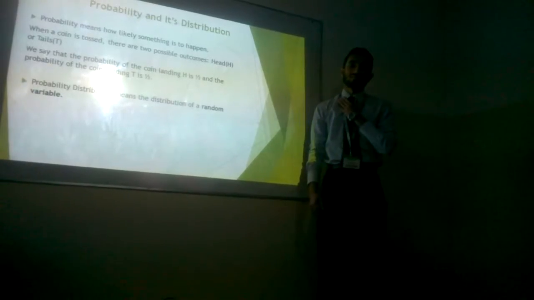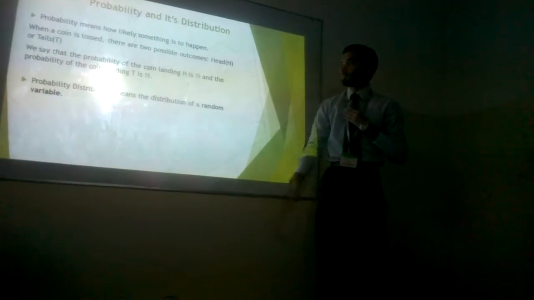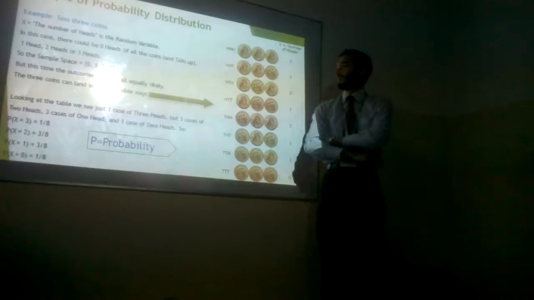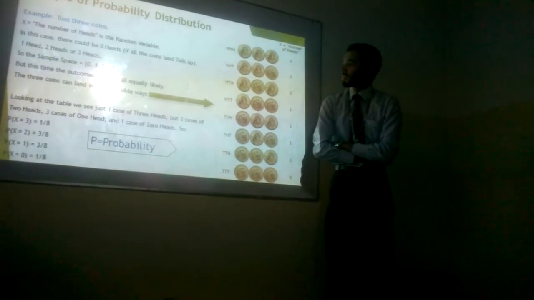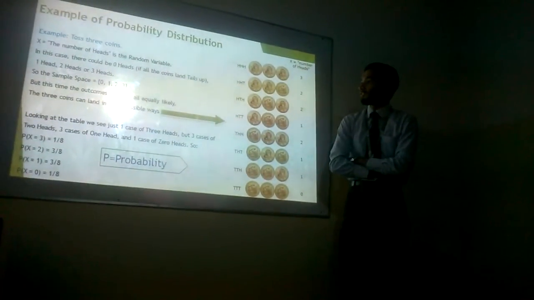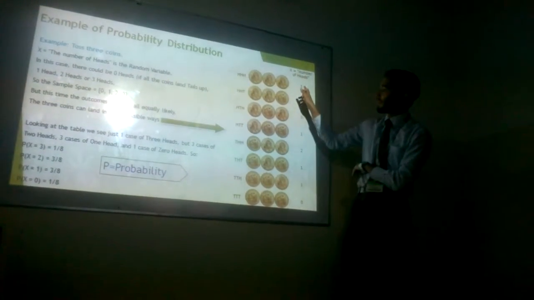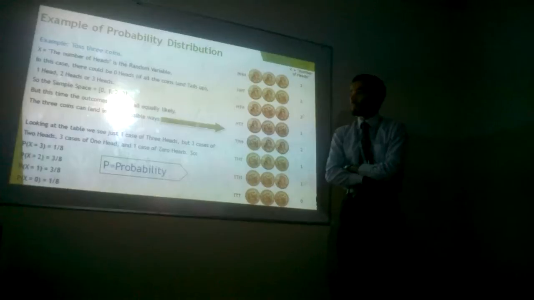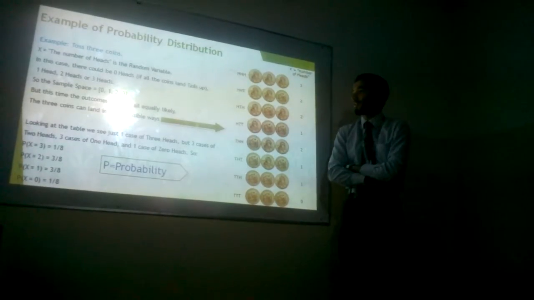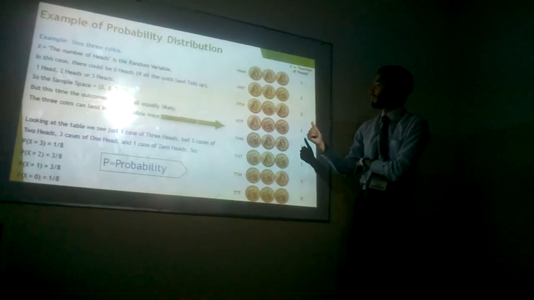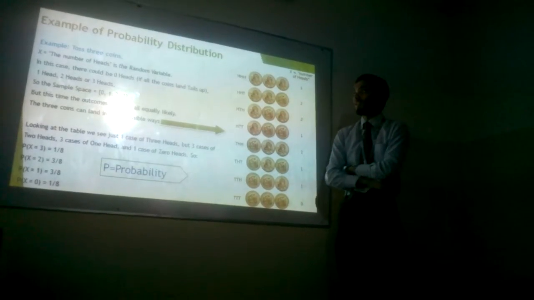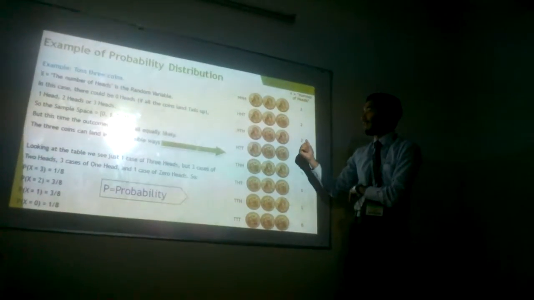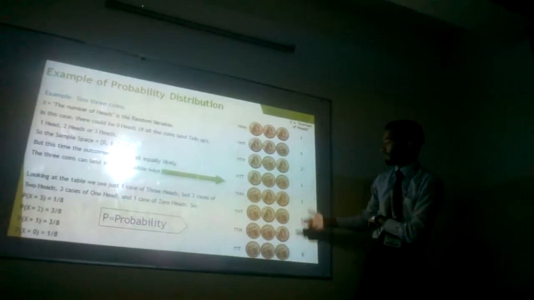Now I will tell the probability distribution. Probability distribution means the distribution of a random variable. Now I am describing an example of probability distribution. The example is: suppose we toss 3 coins. Here x, the number of heads, is the random variable. In this case, if all the coins land tails up, there could be 0 heads, 1 head, 2 heads, or 3 heads. So the sample space is 0, 1, 2, 3. But the 3 coins land in 8 possible ways. Here are the 8 possible ways.